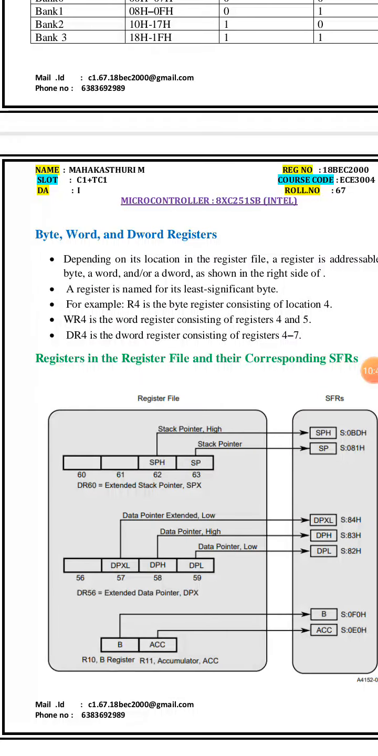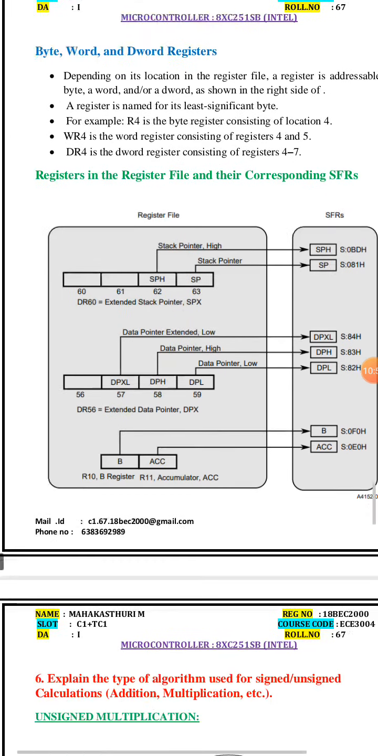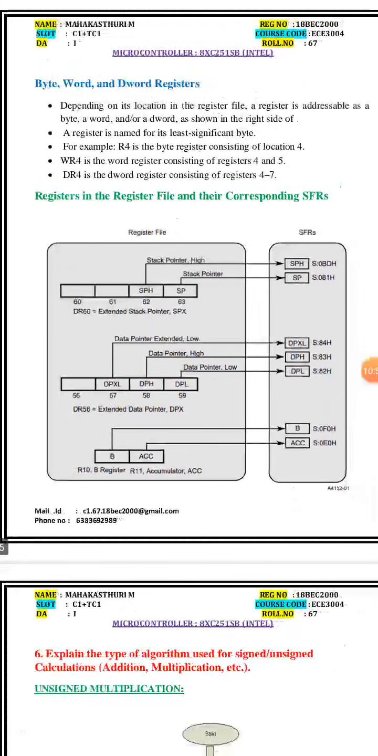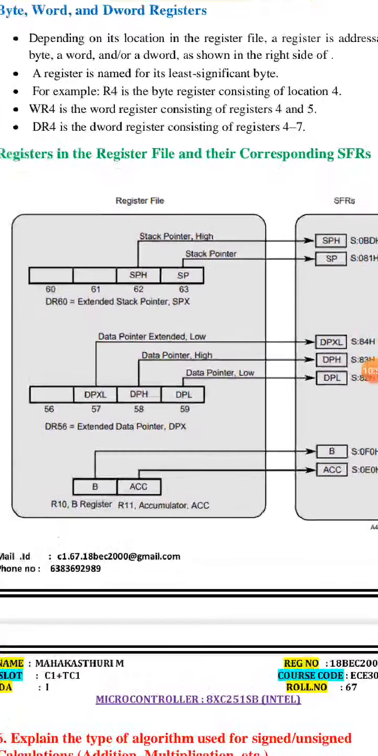WR4 is a word register consisting of registers 4 and 5. DR4 is a dword register consisting of registers 4 to 7. R4 is the byte register consisting of location 4. Here you can see the registers in the register file and their corresponding special function registers.